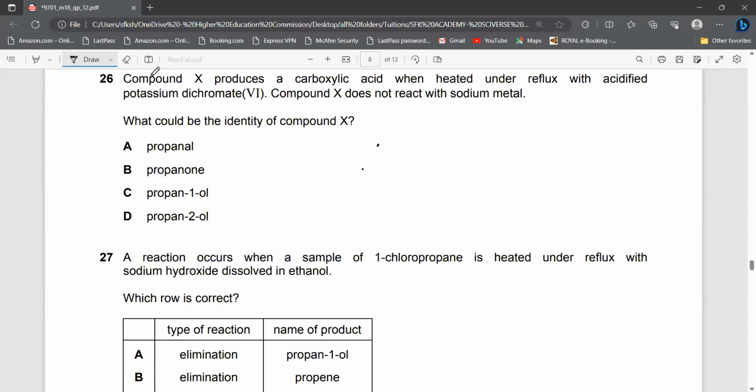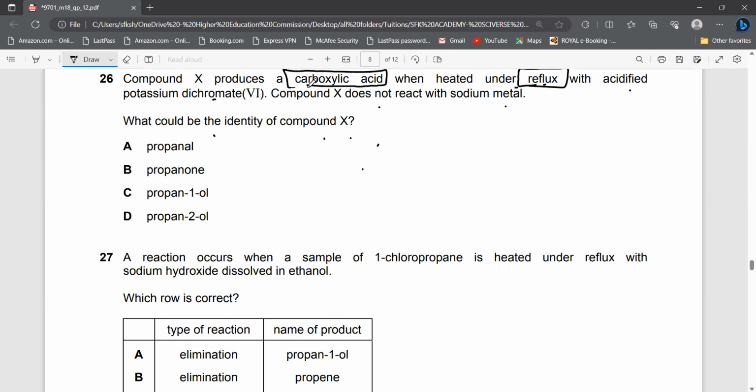2018 Feb/March paper of chemistry, question number 26. Compound X produces a carboxylic acid when heated under reflux with potassium dichromate. X does not react with sodium metal. What could be the identity of X? X will not react with sodium metal, and refluxing can convert it into a carboxylic acid.